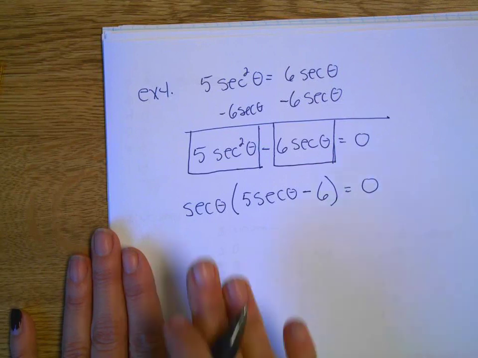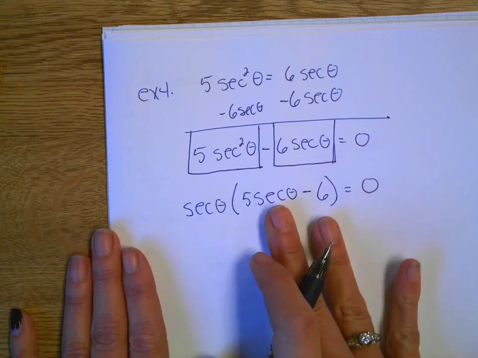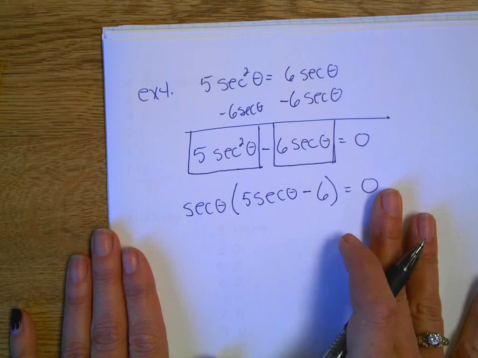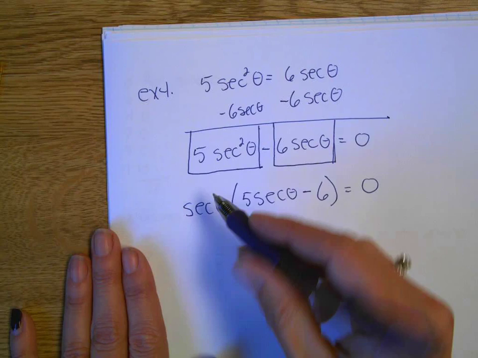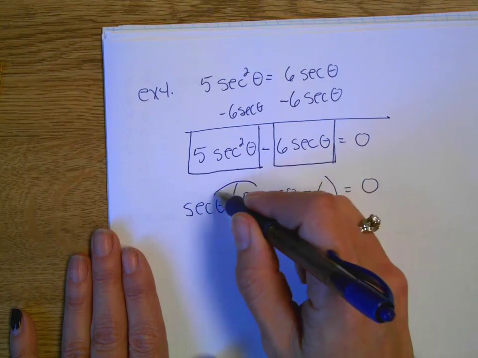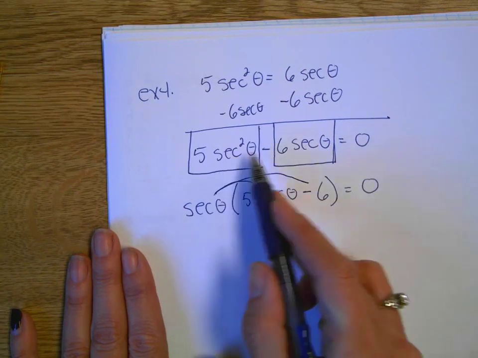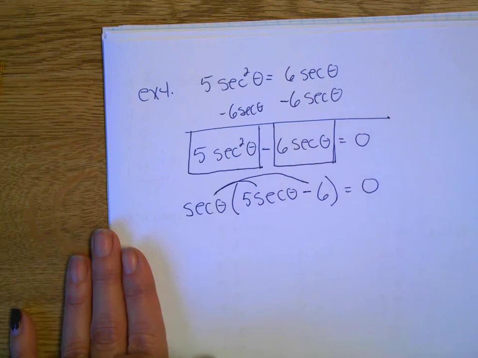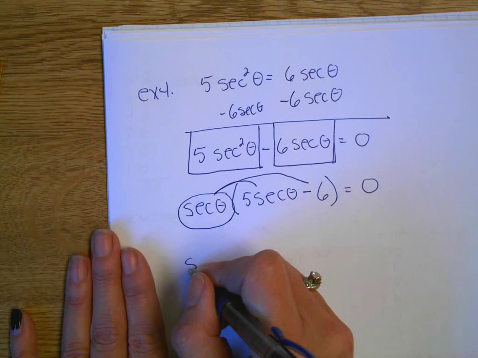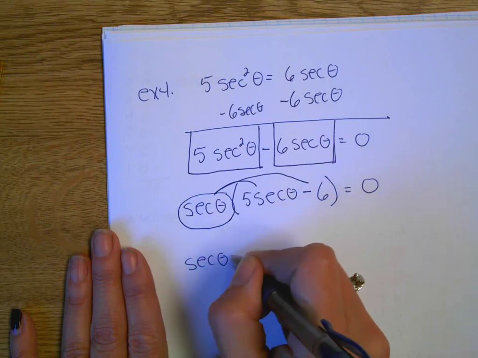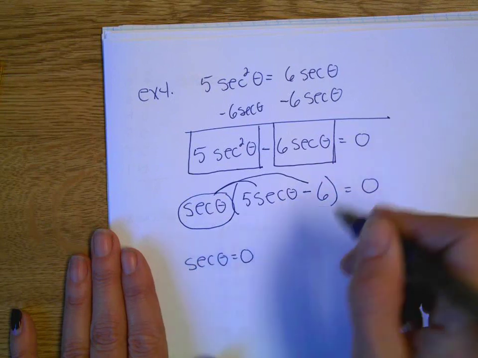Now that I've got it factored, it's thing 1 times thing 2 equals 0. What happened to that other secant? It's out here. If I distribute this back in, I will get exactly what I had in the basket. Got it. Okay. So, thing 1 would equal 0. And thing 2.